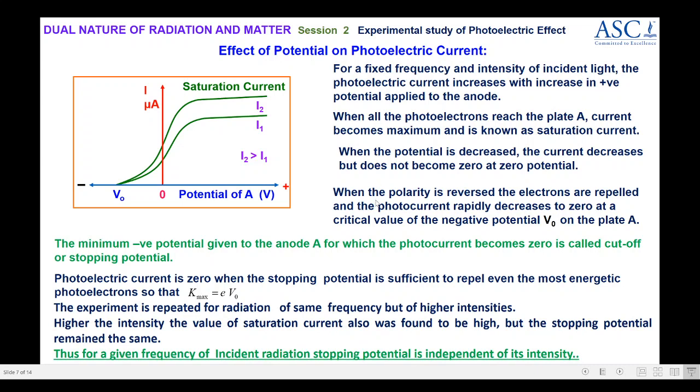Thus, for a given frequency of incident radiation, stopping potential is independent of its intensity. So in this observation, you have to remember two important points. The first one about the saturation current, where no more electrons will be able to reach the anode, and then the second one, stopping potential. It is the minimum negative potential given to the anode, where the photo current becomes zero. Thus the stopping potential is independent of the intensity.